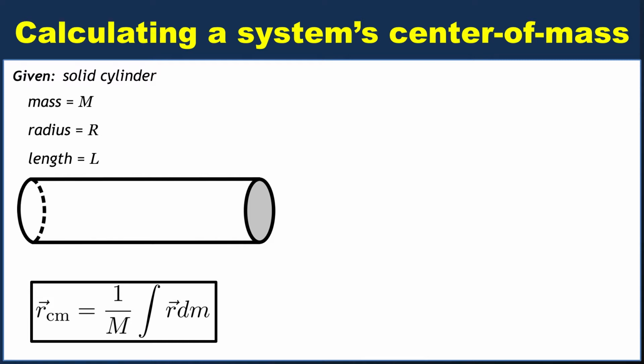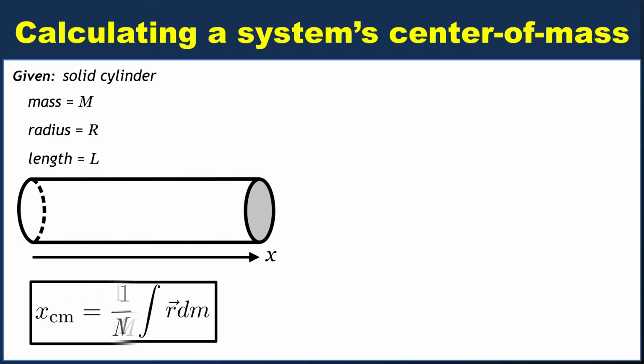Now in this case, I'm going to assume that things are symmetric up, down, and into and out of the screen, so that really we're only interested in the x direction. So let's just figure out the x position of the center of mass. That simplifies this equation a little bit so that we're not dealing with vectors anymore. x_cm equals 1 over the total mass times the integral of x dm. So the challenge here is to figure out what the expression for the differential mass element dm is.